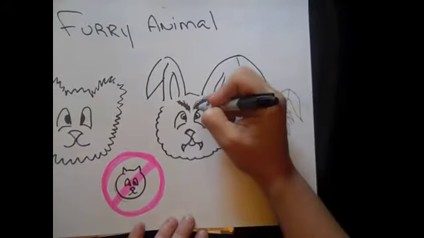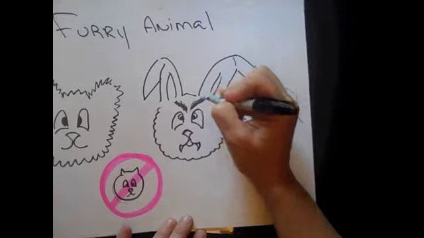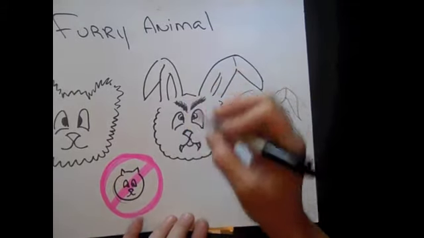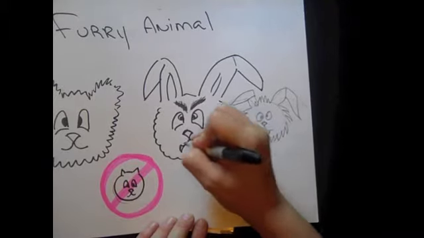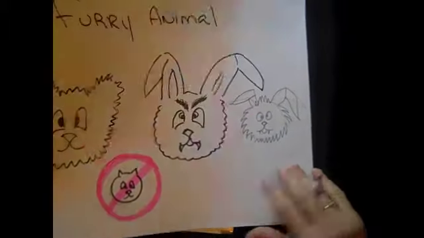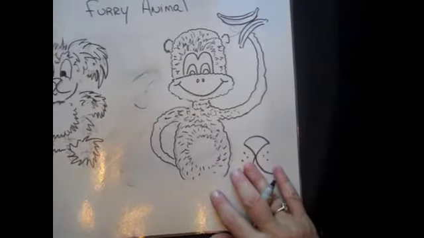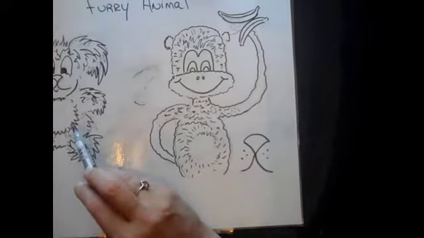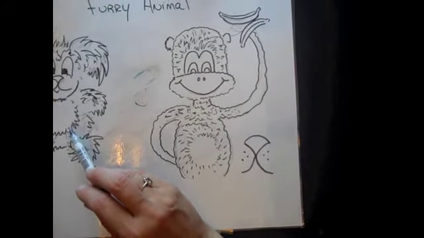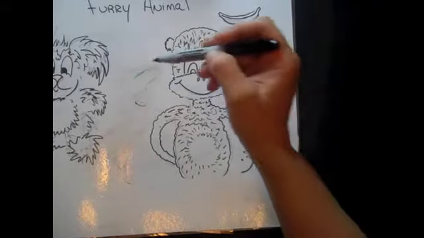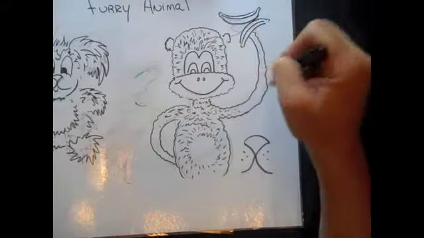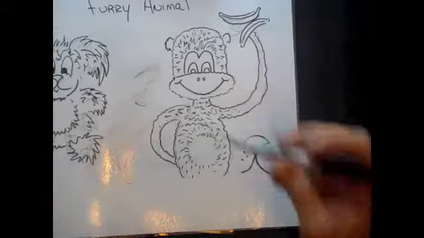This is my evil bunny. He has fangs. Better watch out for him. Some more examples of furry animals. I think that's like maybe a gremlin, I'm not sure, and a monkey. Just make sure that when you draw it, that you don't make smooth lines to create the form or the shape, the form of the animal.